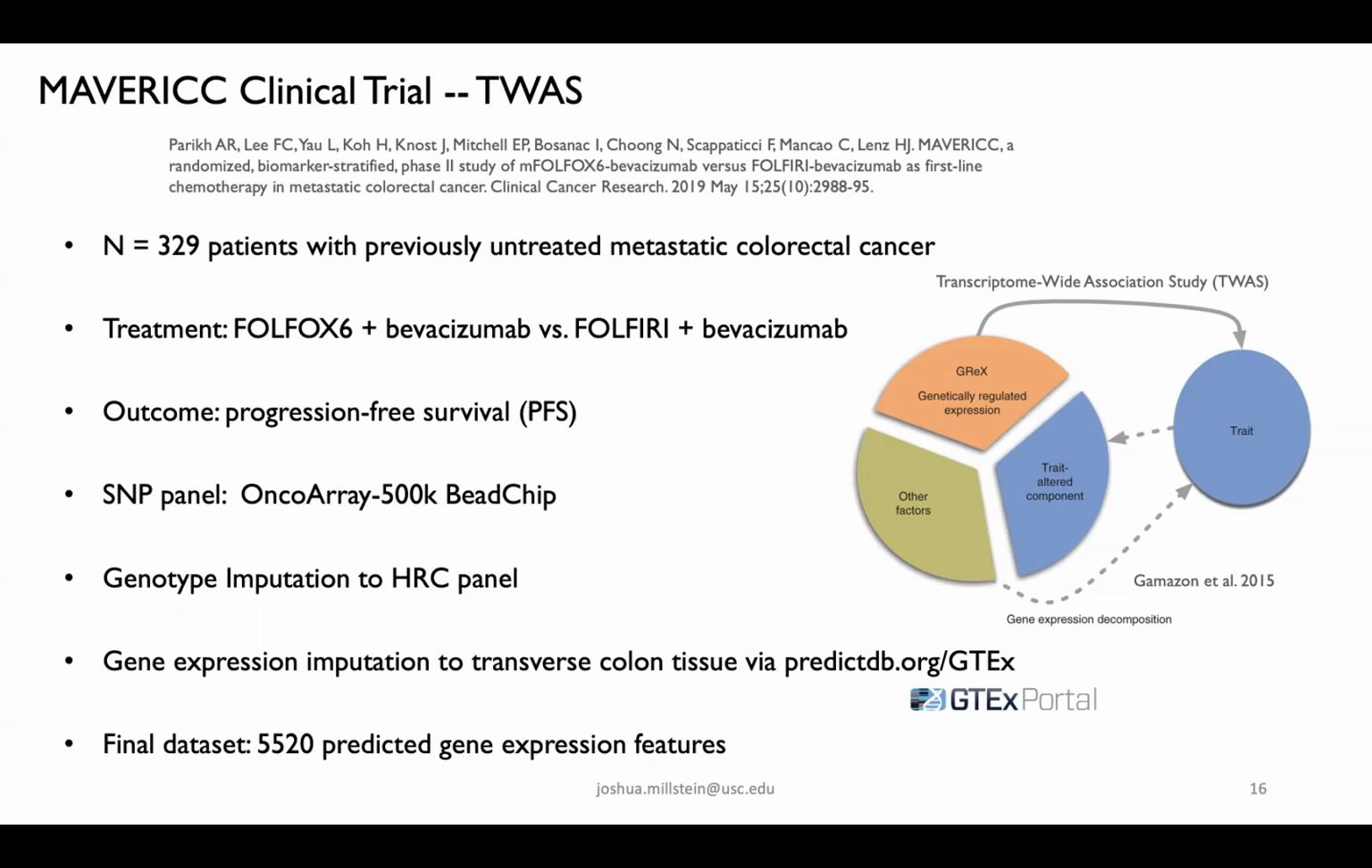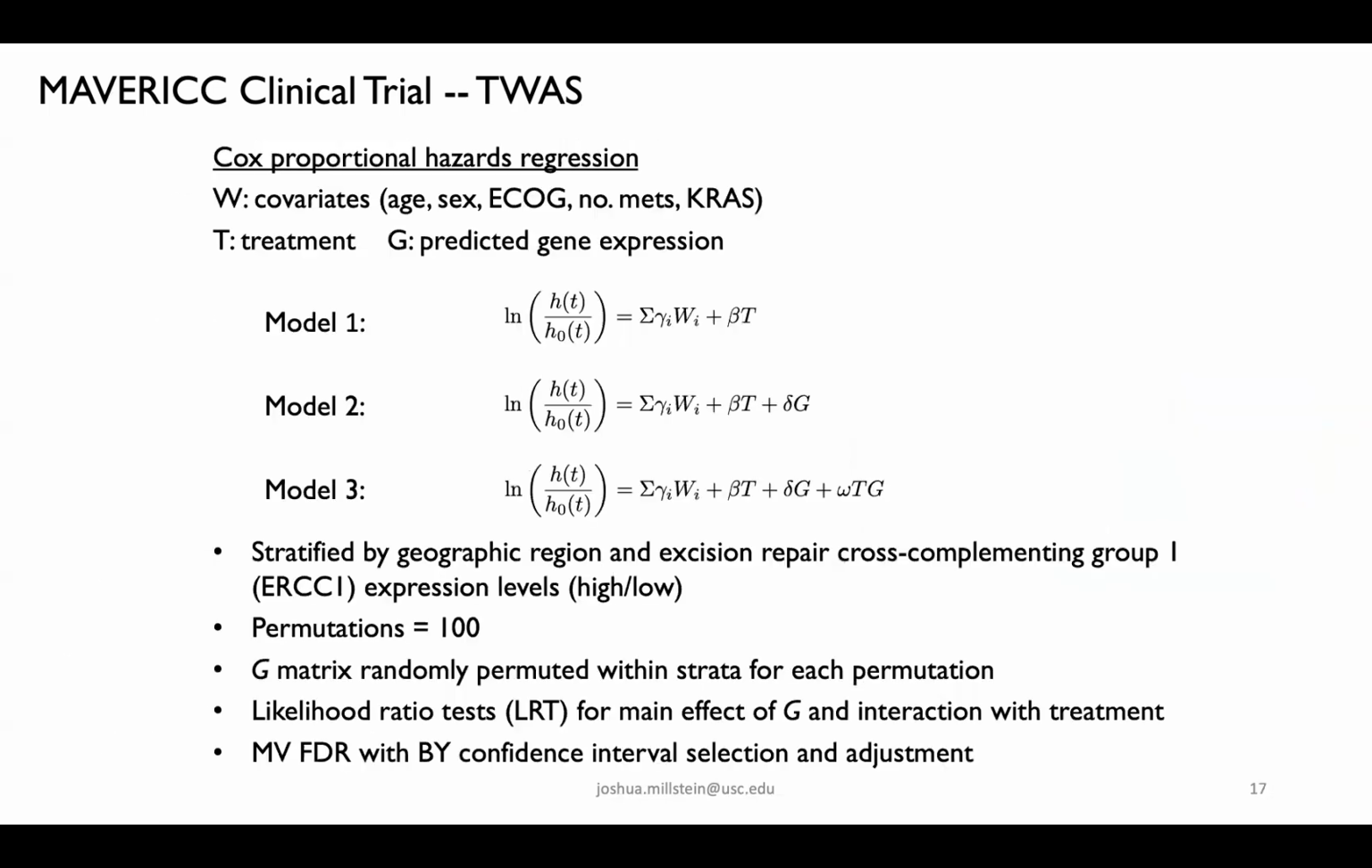Using these GWAS data, we generated genetically imputed gene expression using models from predictdb.org. The final data set included 5,520 predicted gene expression features. The objective was to identify genes that were either predictive or prognostic.